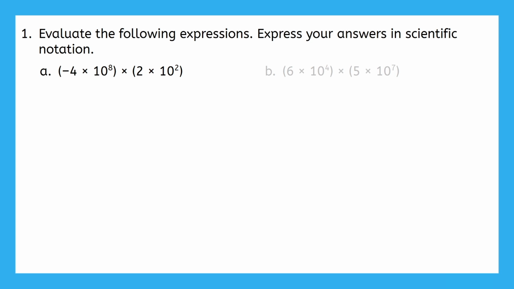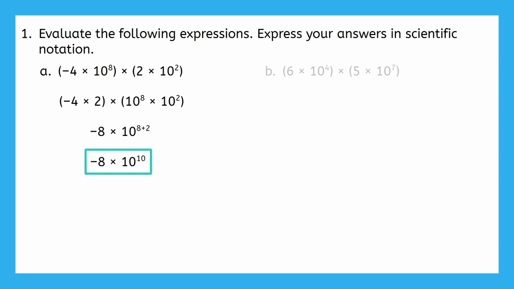Starting with part A, we begin by grouping the coefficients. Negative 4 times 2 is negative 8, since a negative times a positive is a negative. Then, grouping the powers of 10, we multiply them by adding 8 and 2 for a new exponent of 10. That's negative 8 times 10 to the 10th, which is already in scientific notation.